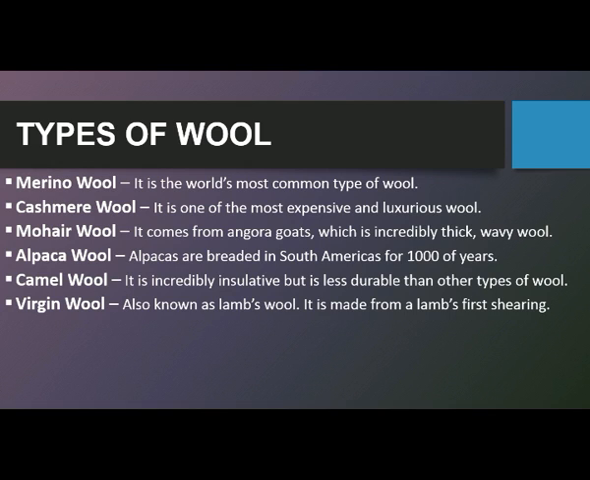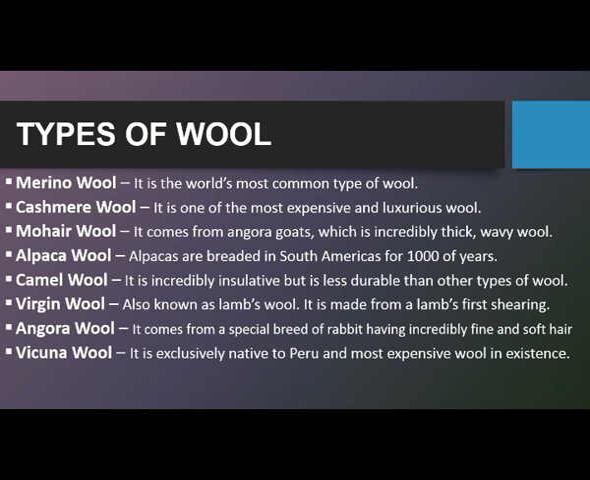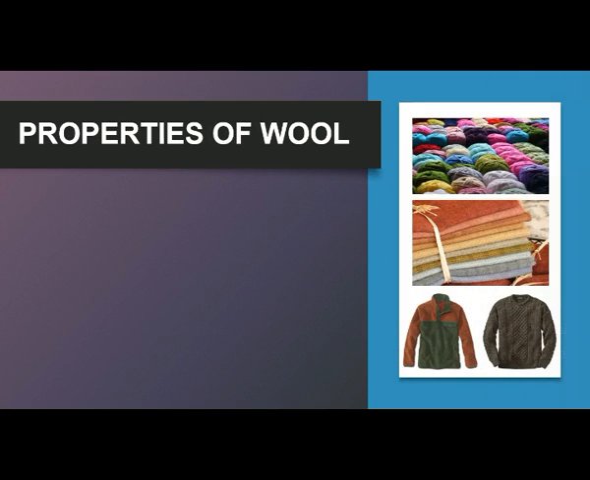Virgin wool is also known as lamb's wool. It is made from a lamb's first shearing. Angora wool comes from a special breed of rabbit having incredibly fine and soft hairs. Vicuna wool is exclusively native to Peru and is the most expensive wool in existence. Llama wool is generally too rough to be worn next to the skin. So these are different types of wool.